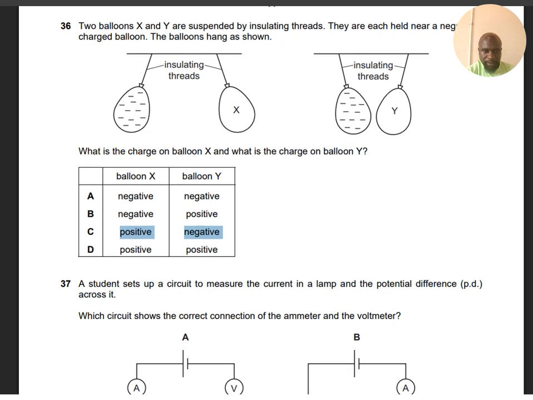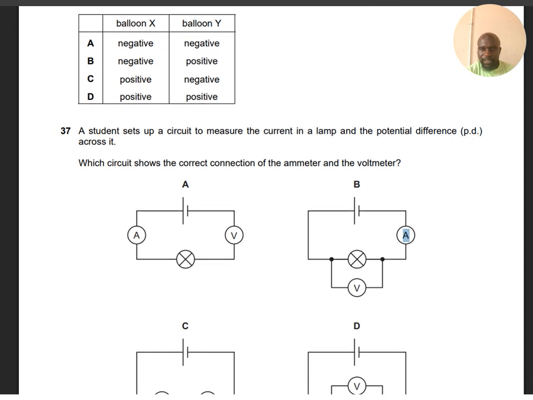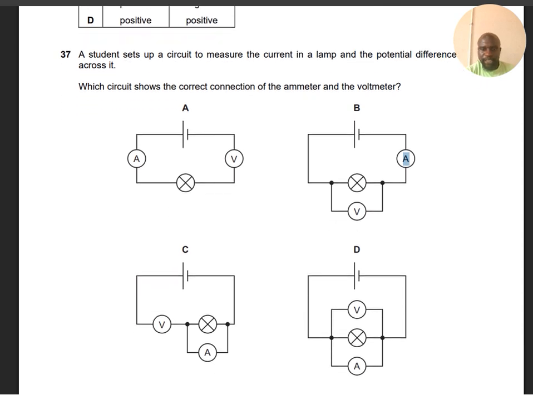Number 37. A student sets up a circuit to measure the current in a lamp and the potential difference across it. Which circuit shows the correct connection of the ammeter and the voltmeter? Right, a voltmeter should be connected in parallel like this, and then the ammeter should be connected like this. So the correct answer should be B. This one is correctly connected, as you can see.